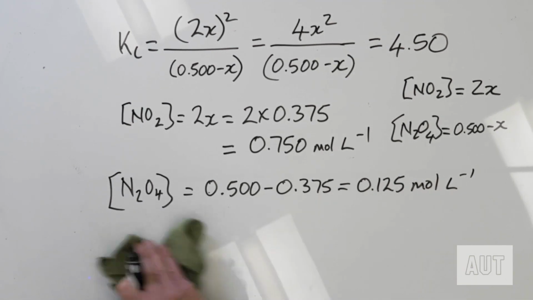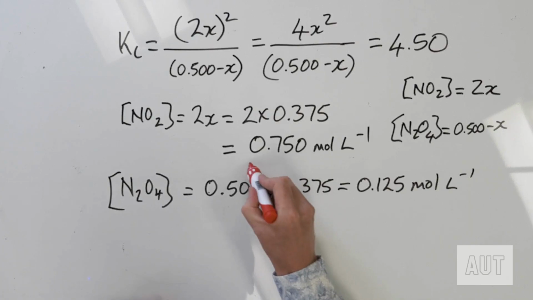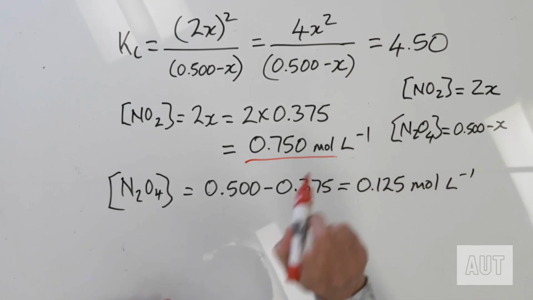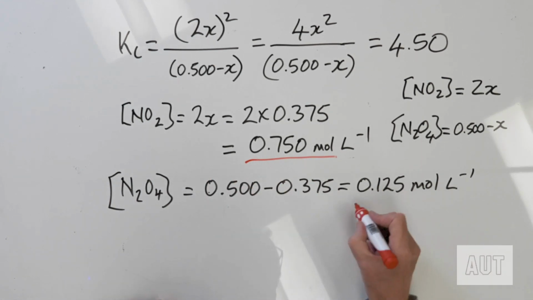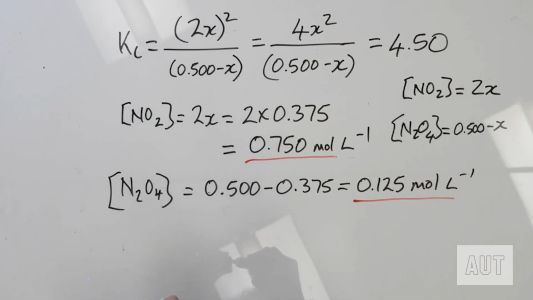Very good. Okay, so we've now answered the question. The concentration of NO₂ at equilibrium is 0.750 mole per litre. Concentration of N₂O₄, 0.125 mole per litre. And then in the exam you sit back and you think, yes, I've answered this, I'll go on to the next question. No, you won't, because the one thing you're going to do is you're going to check your answer.